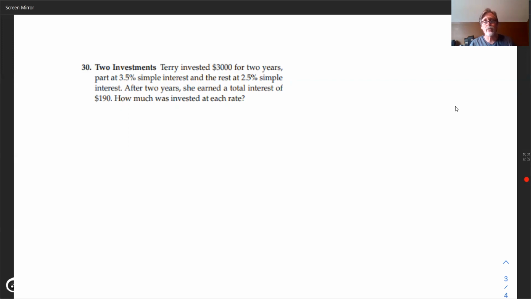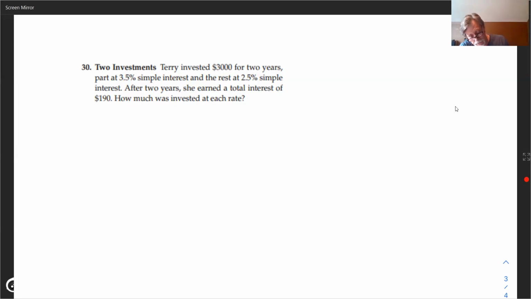I've had students do this in the class through the years, take it on a test, they write a note. Why would you put it at 2%? She should put it all in 3.5%. And I go, I agree. I'll give you half a point. You're right. But we're going to play the game of let's unravel the puzzle.